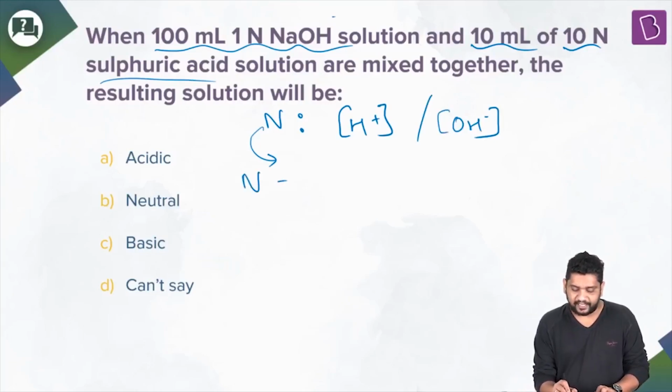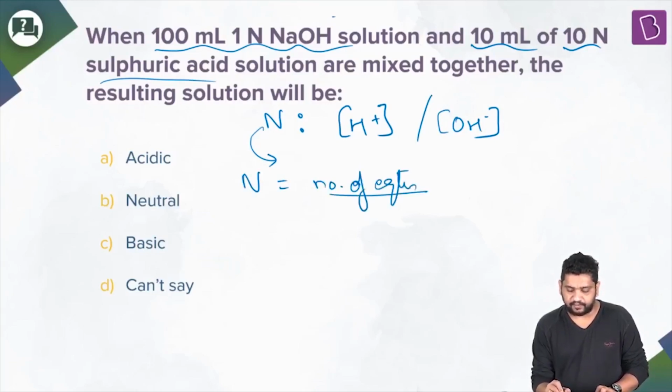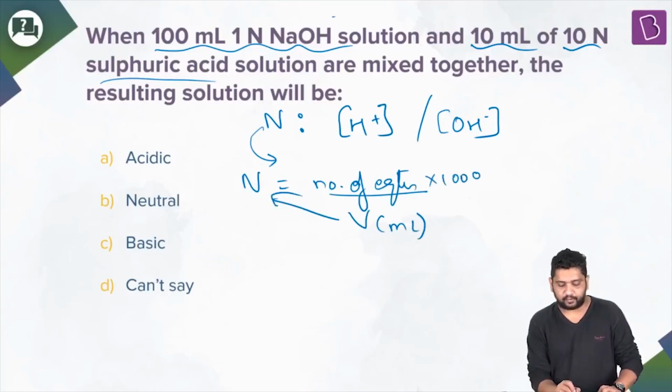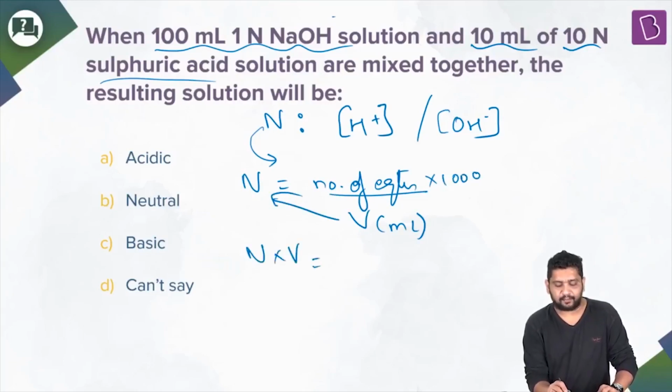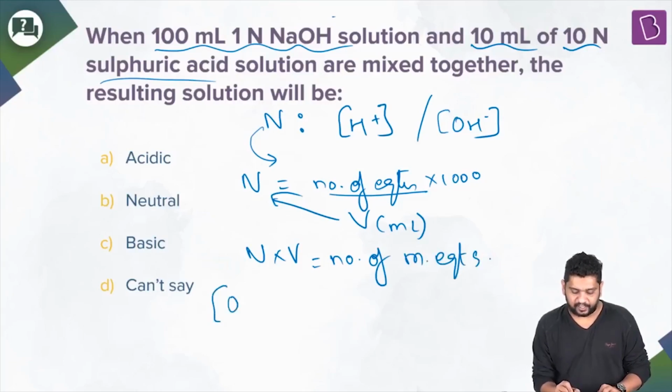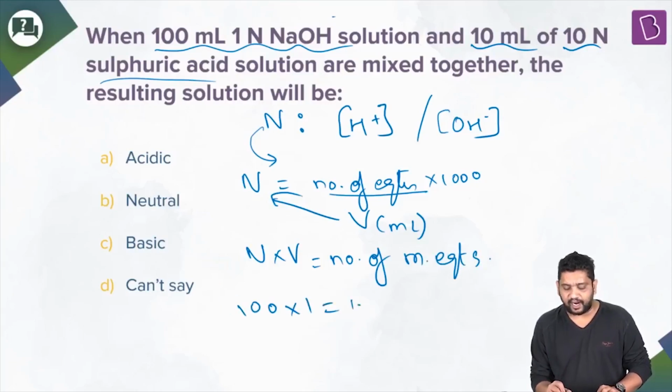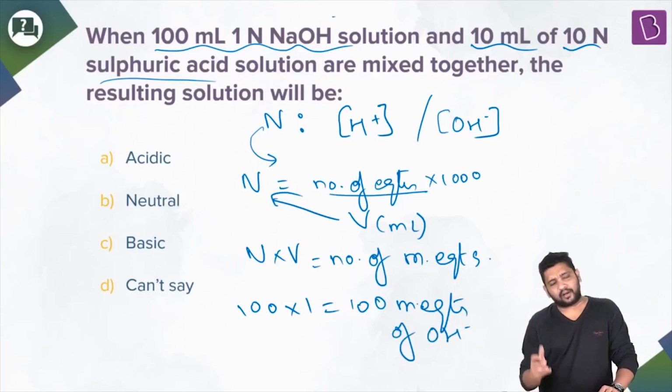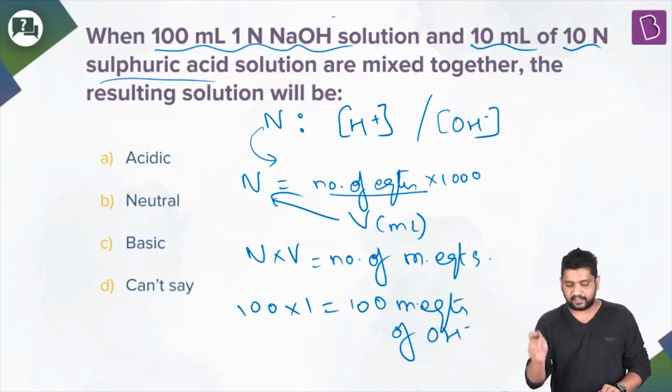So normality is number of equivalents divided by volume in ml into 1000, right? If I cross multiply this, what do I get? Normality into volume in ml is the number of equivalents into 1000, which is the number of milli equivalents, right? So when I'm looking at OH minus, or NaOH for that matter, what I'm getting is 100 into 1, which means 100 milli equivalents of OH minus or NaOH for that matter, right? Or 100 millimole of OH minus also you can say, because it's the same.